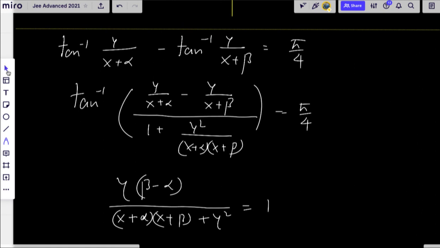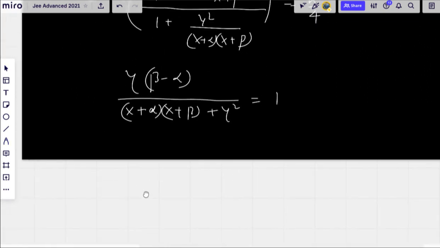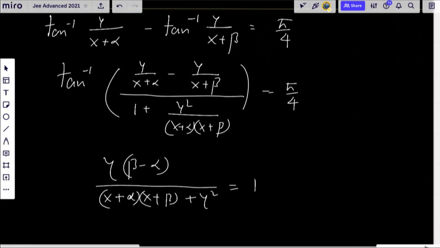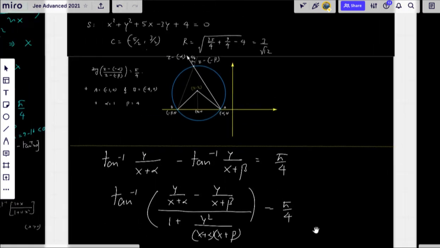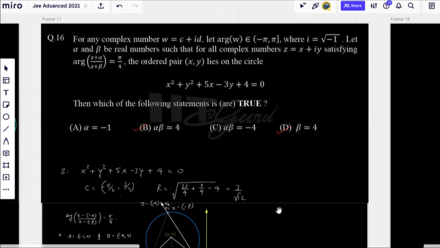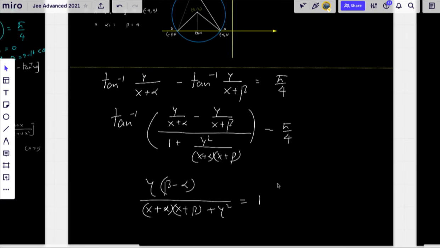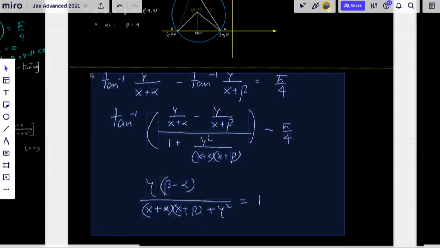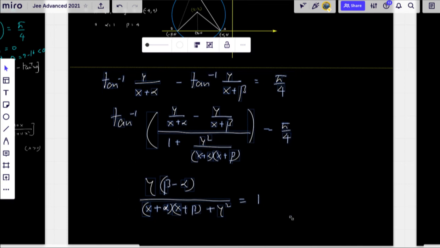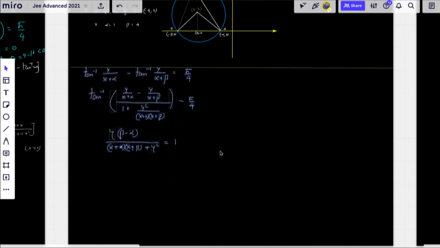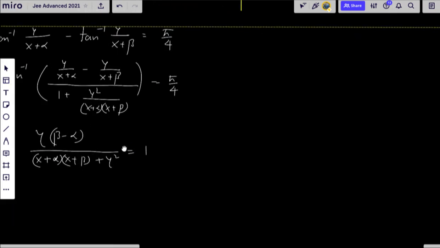Now, if you cross multiply this, we can get the value of alpha and beta by equating with this equation of circle. The equation of circle is given in the question, x square plus y square plus 5x minus 3y equal to 0. So compare with this. Let me reduce this to make some space. First, let's cross multiply this.